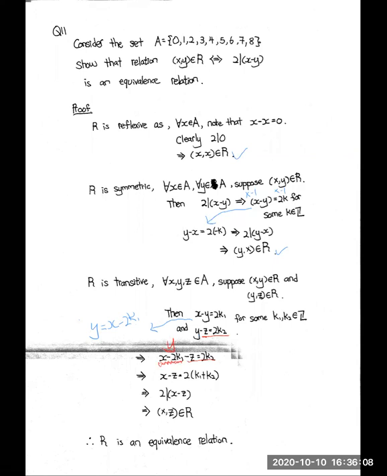Therefore, we have x minus z is equal to 2 times (k1 plus k2), which means that 2 divides x minus z. This implies that (x, z) is an element in R. Since we have proved that R is reflexive, symmetric, and transitive, we know that R is an equivalence relation.